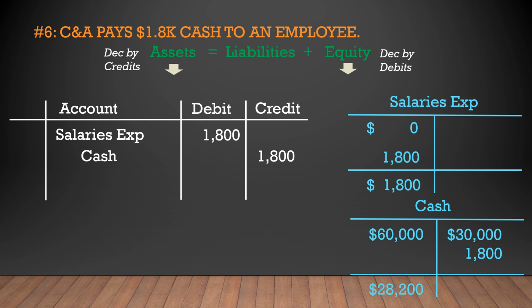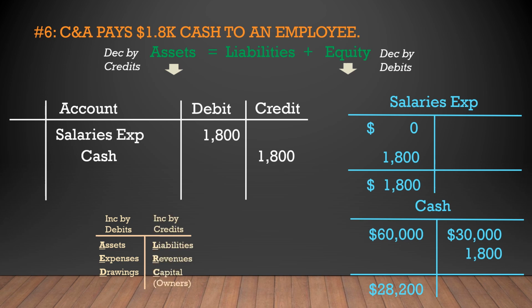If you're unsure whether to debit or credit an account, remember the mnemonic. Assets, expenses, and drawings are all increased with debits, and liabilities, revenues, and owner's capital are all increased with credits. Pay special attention to expenses here. Debiting salaries expense increased the account's balance. Expense carries a debit balance which went from a zero to an $1,800 debit balance. However, since expenses are equity accounts, debits to such accounts will decrease overall equity.